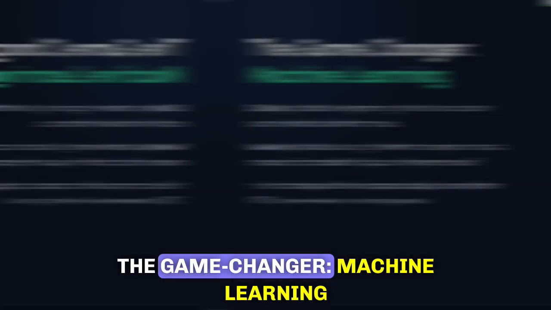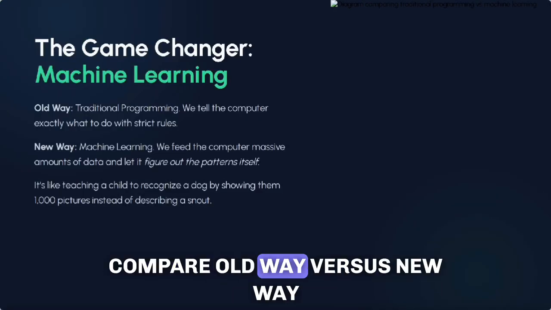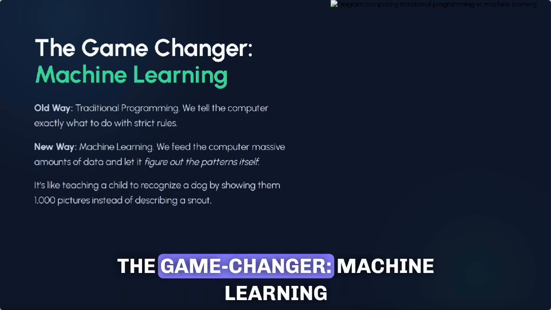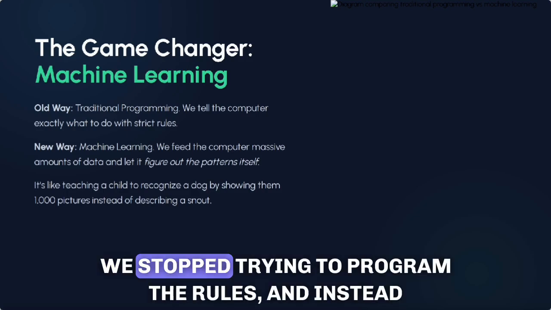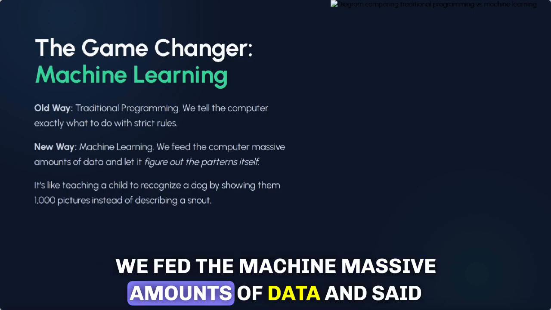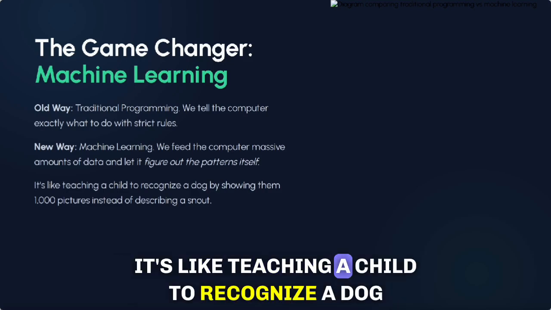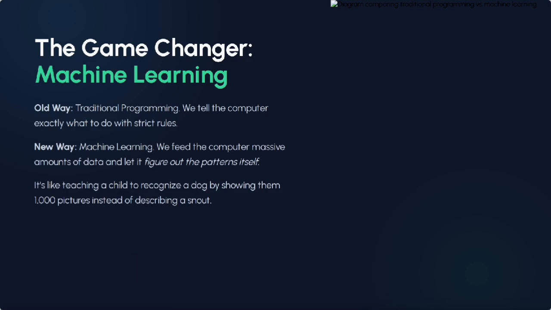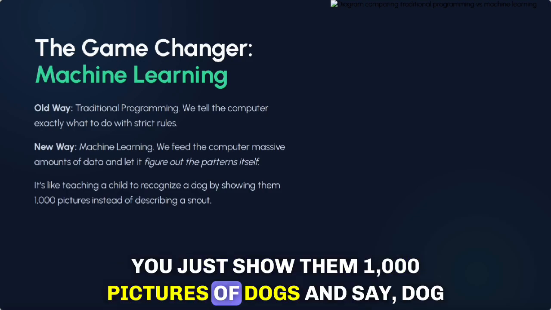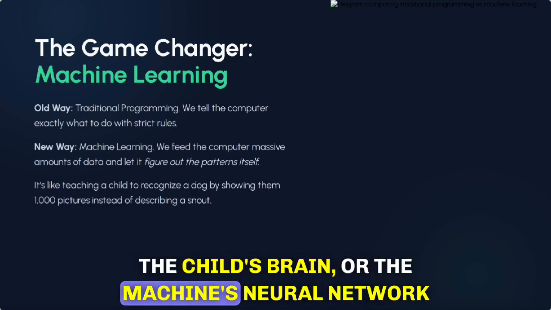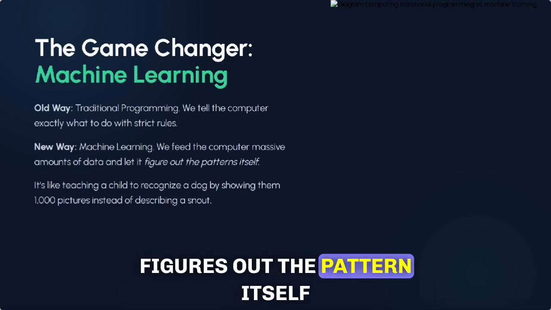The game changer: machine learning. Compare the old way versus the new way. Then came the paradigm shift, the game changer, machine learning. We stopped trying to program the rules, and instead we fed the machine massive amounts of data and said, "You figure out the rules." It's like teaching a child to recognize a dog. You don't describe the shape of its ears. You just show them 1,000 pictures of dogs and say dog. The child's brain, or the machine's neural network, figures out the pattern itself.